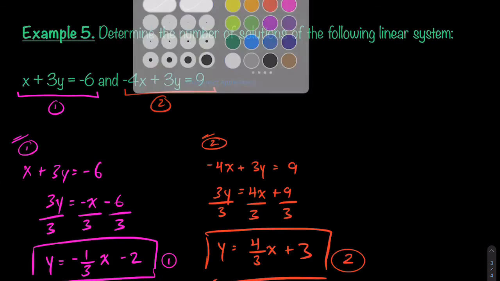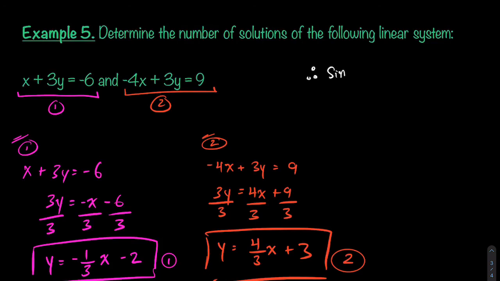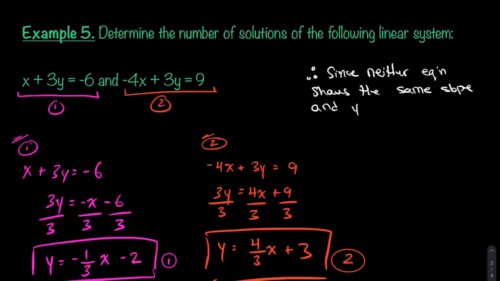So what we can say is, therefore, since neither equation shares the same slope and y-intercept, the system will have one solution.